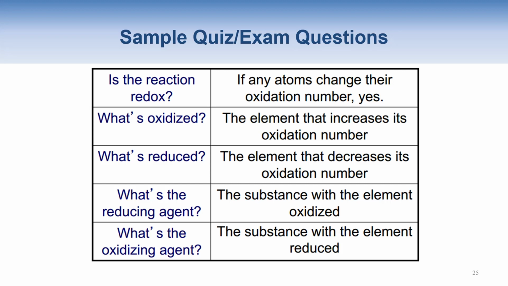What's oxidized? Well, the element that increases its oxidation number is oxidized. What's reduced? The element that decreases its oxidation number is reduced. What is the reducing agent? It's the substance that was oxidized. What is the oxidizing agent? It's the substance that was reduced.